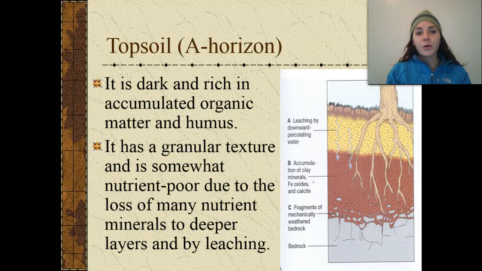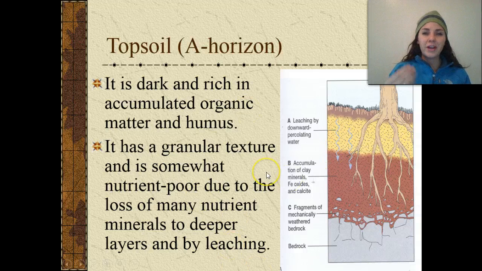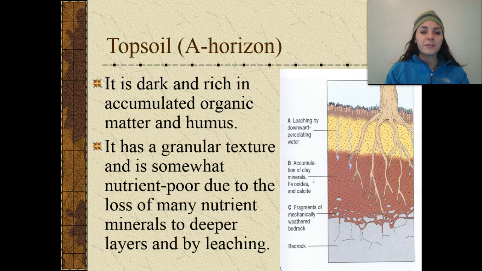The next layer or horizon is called the A horizon, and that's our topsoil. It's very dark and it's rich in accumulated organic matter as well as humus, which is an accumulation of clay and sand as well as some organic matter. It has a granular texture, so it's kind of grainy, and it's also somewhat nutrient poor because much of the nutrients and minerals are lost to deeper layers by the process of leaching.